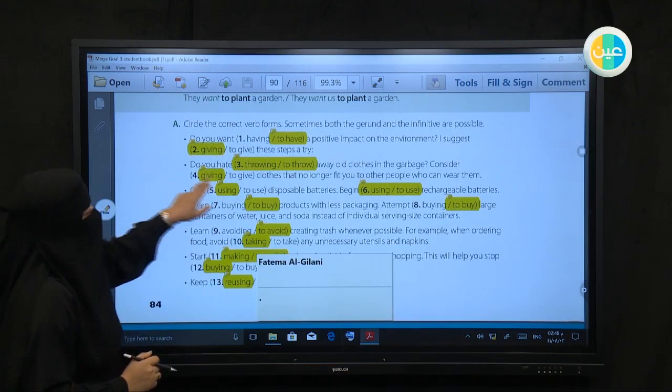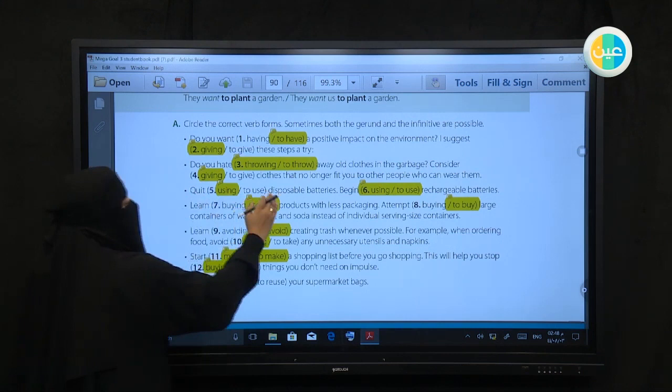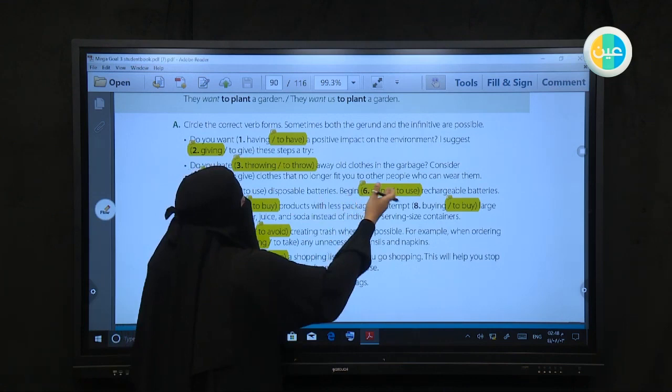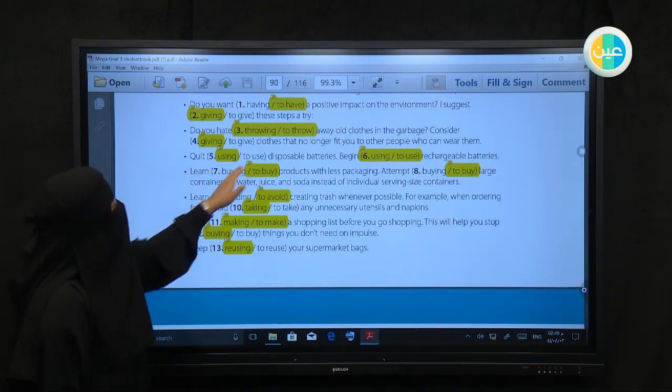Number four, consider giving. Consider من الأفعال اللي تاخد gerund بتلاقيها في القائمة فوق, فتاخدي ing. Number five, quit disposable batteries. Quit من الأفعال اللي يجي معها gerund فأخذنا ing. Begin من الأفعال اللي يجي معها الاثنين فممكن تأخذ using أو to use rechargeable batteries. Number seven. Learn buying or to buy. Learn من الأفعال اللي يجي معها infinitive. So learn to buy products with less packaging.